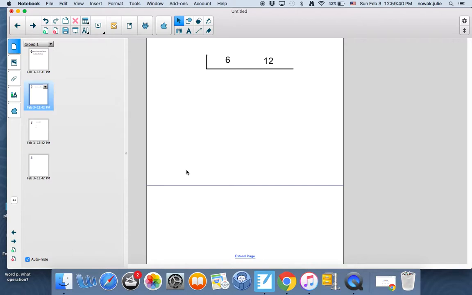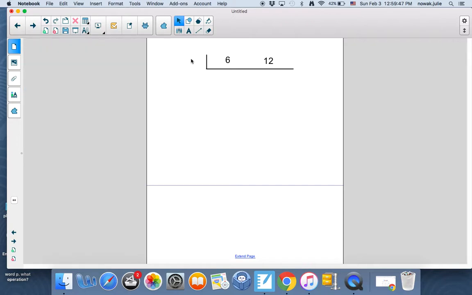Now I have to think to myself, what is a common factor of 6 and 12? And I know that 3 is a common factor. So I put the 3 right outside these lines. Then I say 3 goes into 6 2 times, so that drops down right under the 6. 3 goes into 12 4 times, that drops down right under the 12.